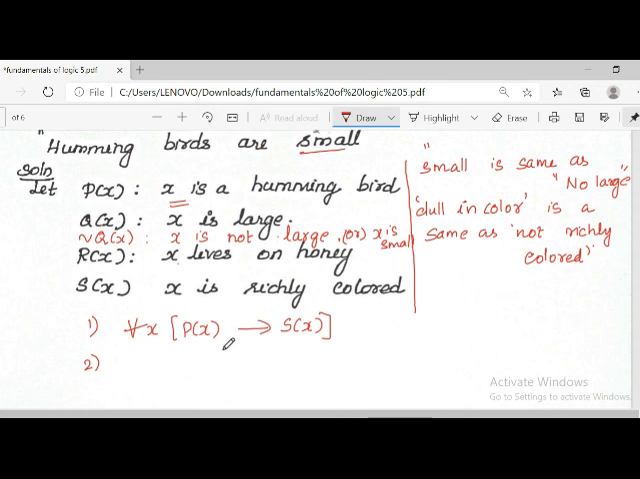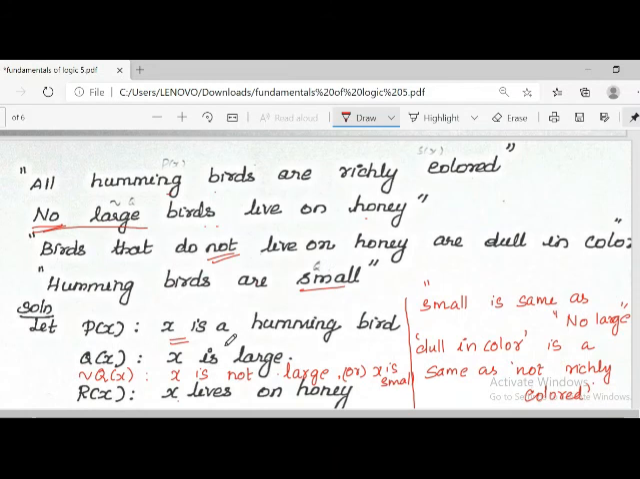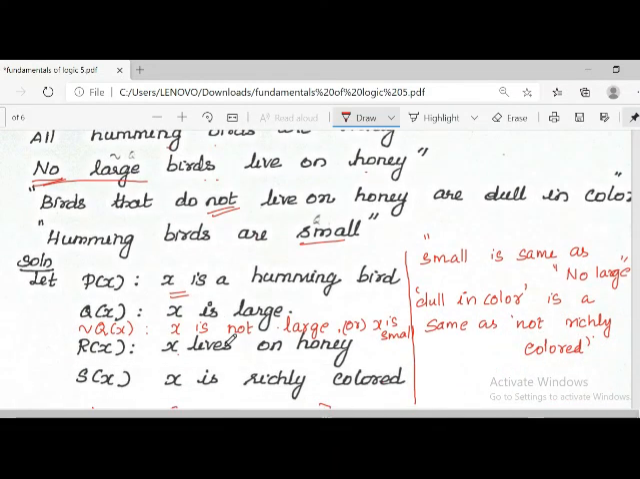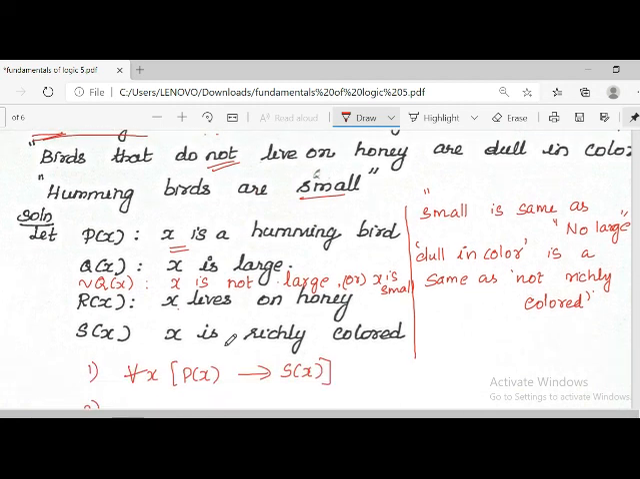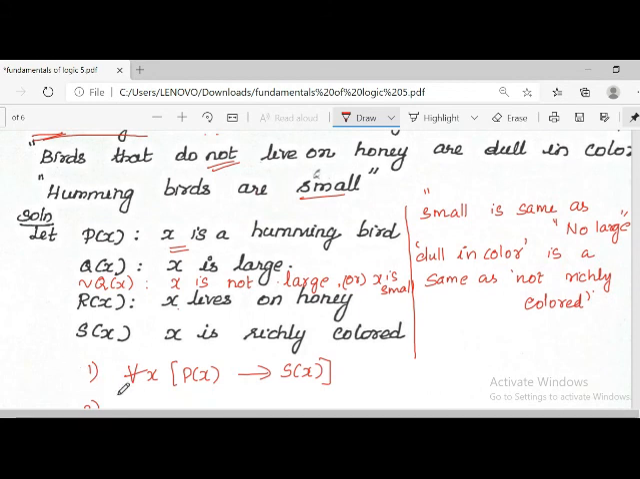So therefore, how can we express the statement? The second statement is no large birds live on honey. For "no large birds", we cannot use the connective word in some cases. Some large birds are there, but that means small birds live on honey. It is given here, no large. So how can we express no large? It means negation Q of x, isn't it? We can express this as negation Q of x.